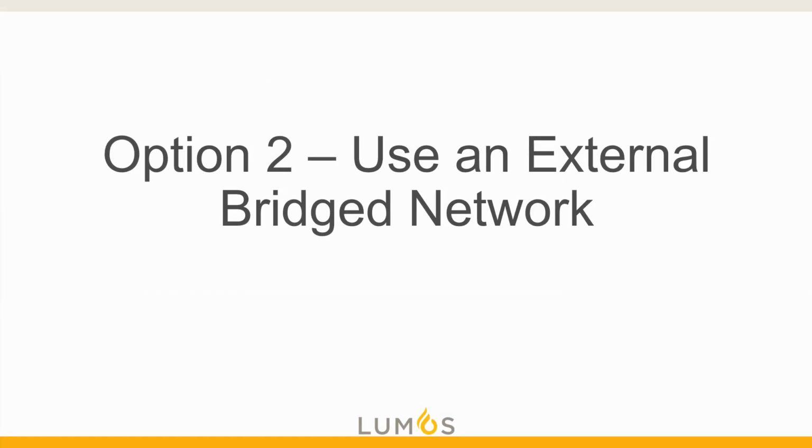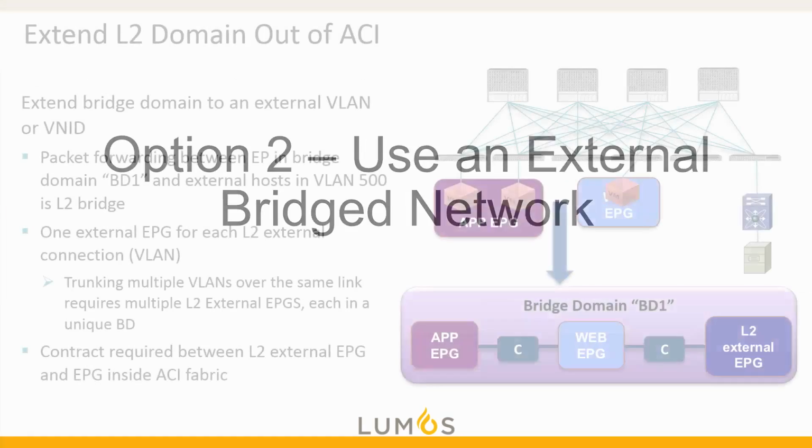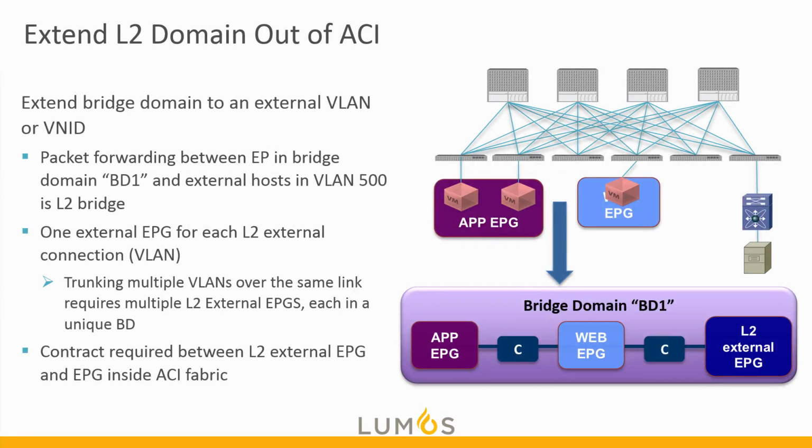So option 2 is to use an external bridge network. So this is a specific entity or construct inside ACI that we'll take a look at under the tenant tab, called external bridge network. And we're extending the layer 2 VXLAN bridge domain outside of ACI, but we're not using an EPG to do it. And what this does is it creates a new EPG.